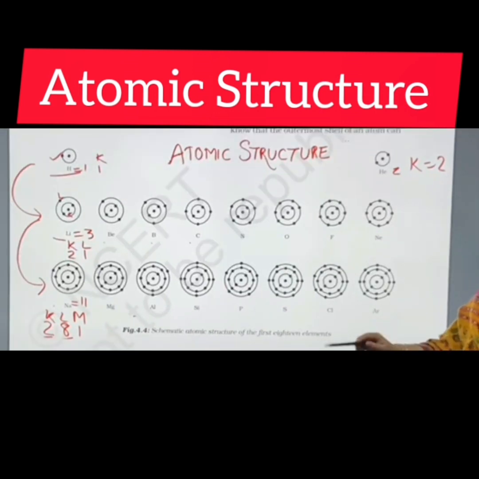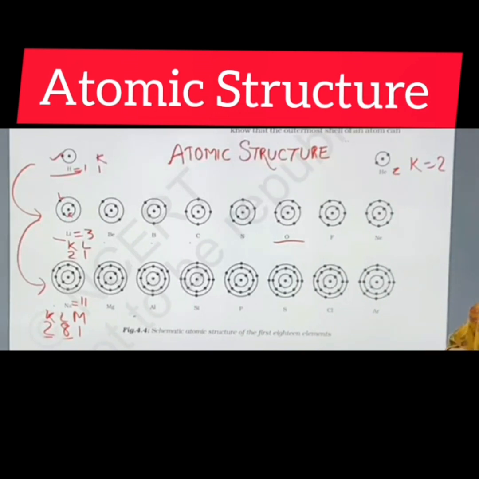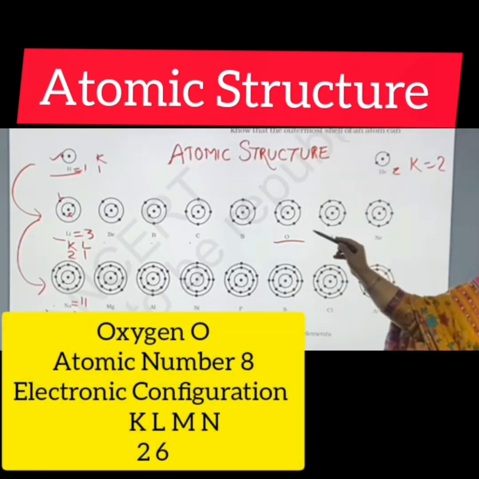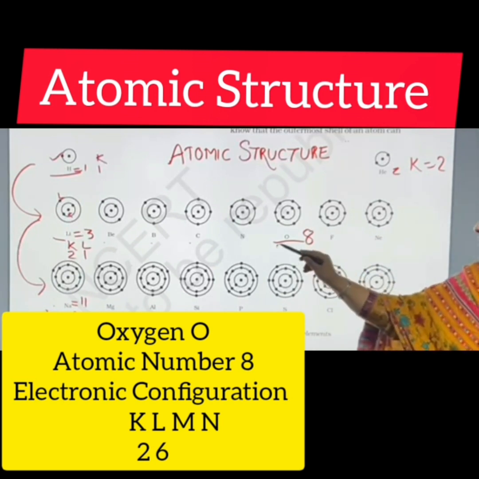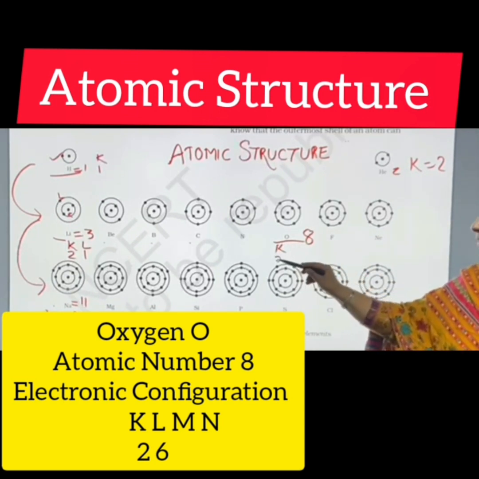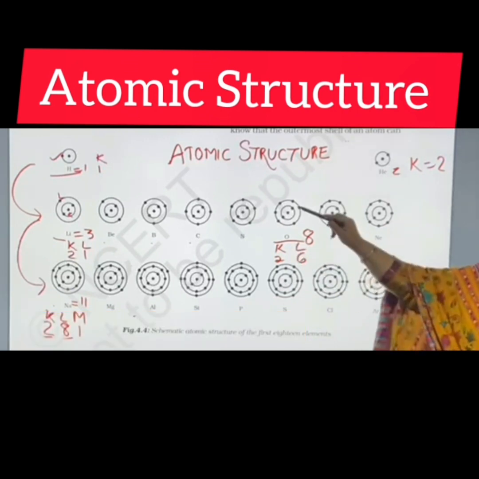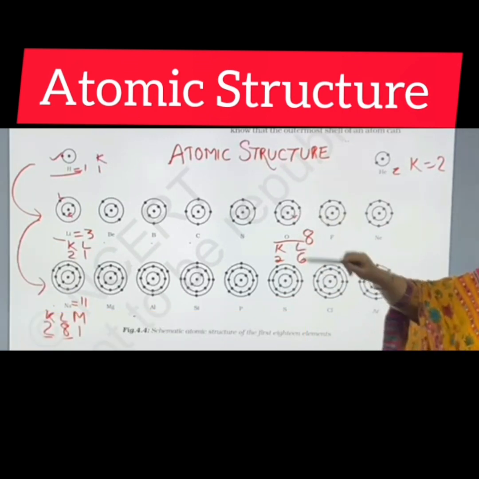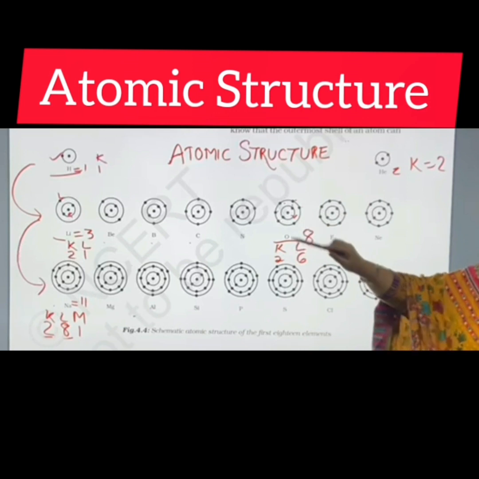Now let us discuss one more example, oxygen. Do you know the atomic number of oxygen? The atomic number of oxygen is 8. So the K shell accommodates 2 electrons and the L shell accommodates 6 electrons. Are you able to see that in the K shell there are 2 electrons and in the L shell there are 1, 2, 3, 4, 5, 6.